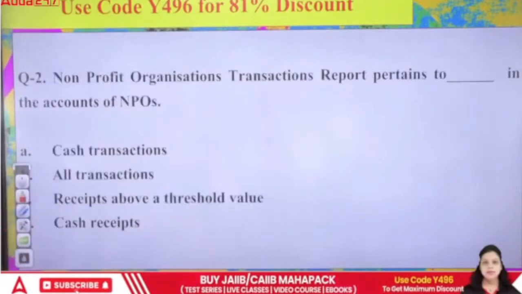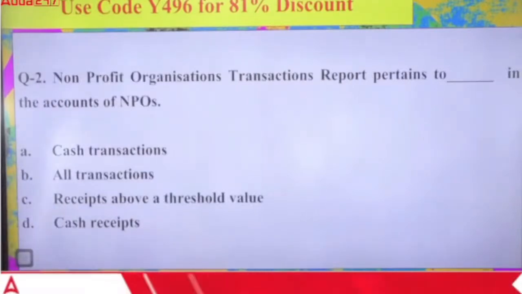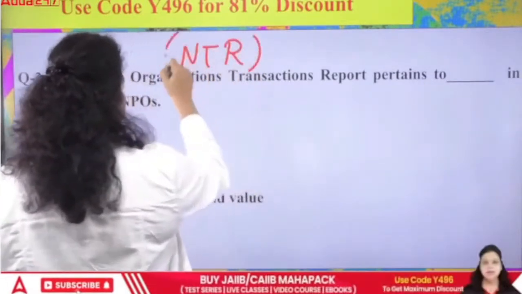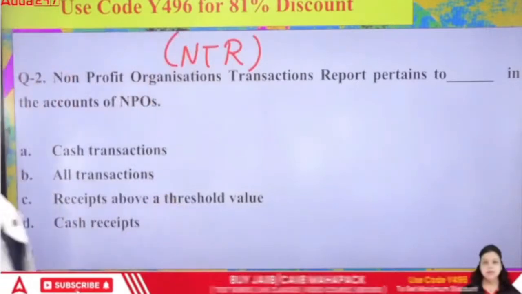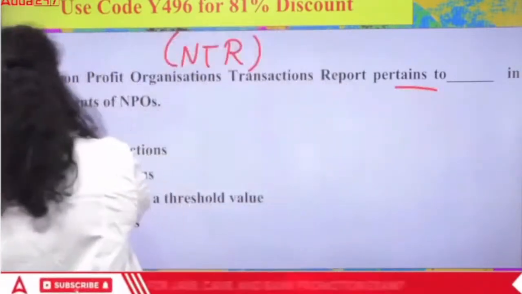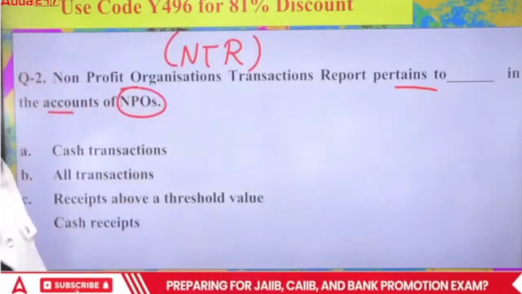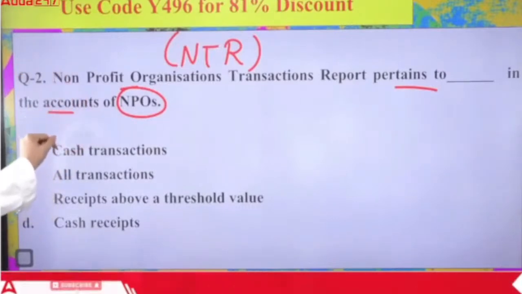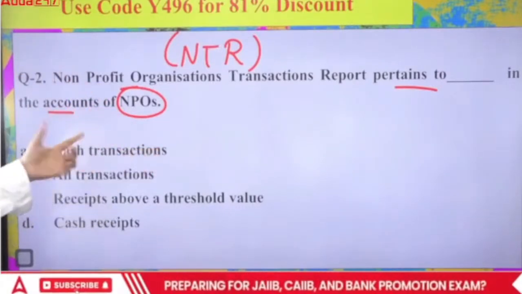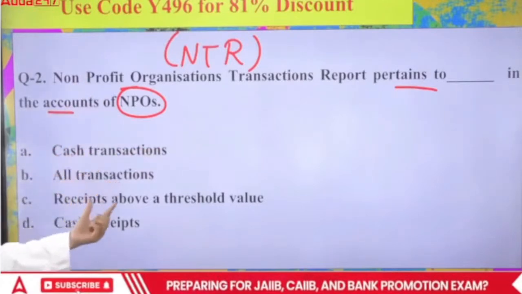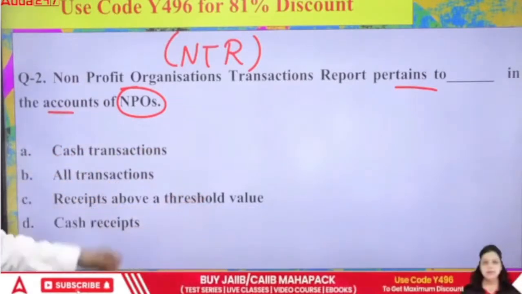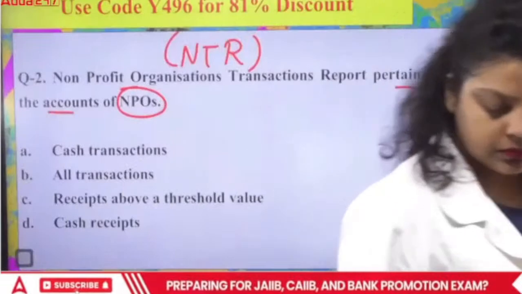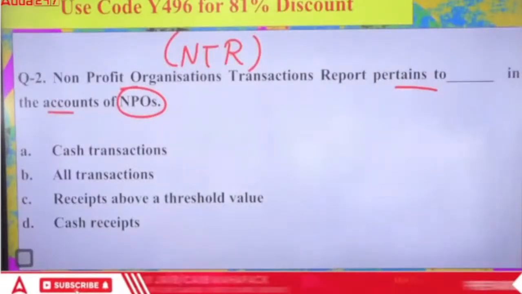Next. The second question is talking about the non-profit organization transaction report, that is NTR in short. The NTR pertains to the accounts of NPOs, non-profit organizations. This report has to be submitted by the principal officer to the FIU-IND. In what case? In cash transactions, in all transactions, in receipts above the threshold value, or cash receipts. So what do you think? Which of the following is correct? A, B, C, or D?